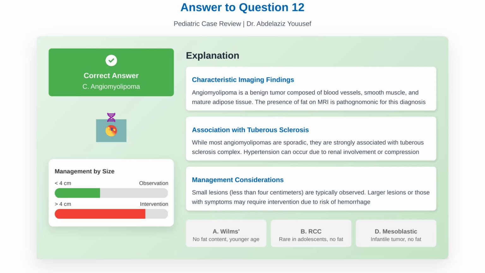Management of angiomyolipoma depends on size. Small lesions, less than 4 centimeters, are typically observed, while larger lesions or those with symptoms may require intervention due to the risk of hemorrhage. The risk of hemorrhage increases with tumor size, and indications for intervention include size greater than 4 centimeters, symptoms, or female patients of childbearing age due to hormonal influences on tumor growth.